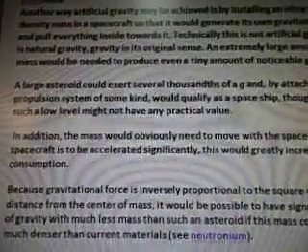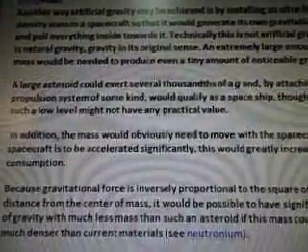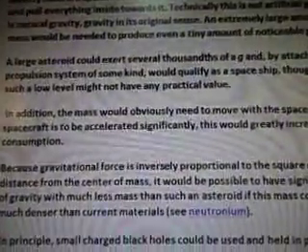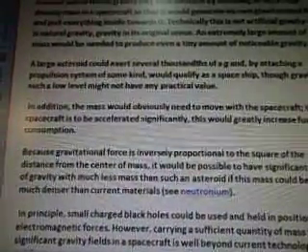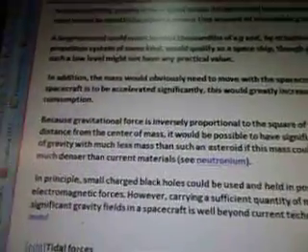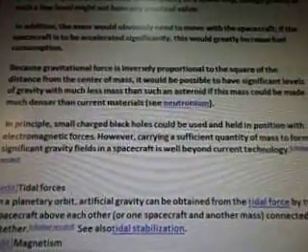A large asteroid could exert several thousandths of a g, and by attaching a propulsion system of some kind would qualify as a spaceship, though gravity at such a low level might not have any particular value. In addition, the mass would obviously need to move with the spacecraft if the spacecraft is to be accelerated significantly. This would greatly increase fuel consumption. Because gravitational force is inversely proportional to the square of the distance from the center of the mass, it would be possible to have significant levels of gravity with much less mass than such an asteroid.